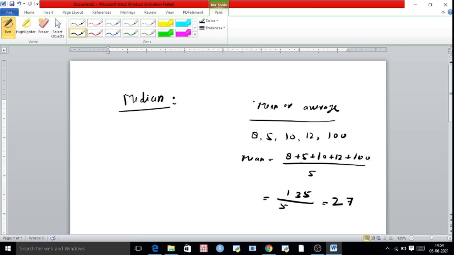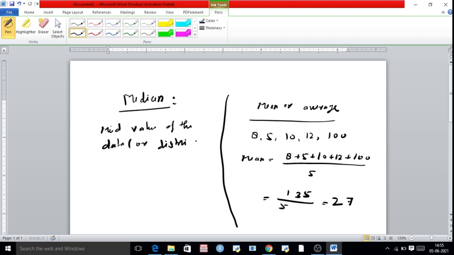But what is the median? First, the definition: what is the median and why do we need it. The median is the mid value of the data or distribution. It divides the whole data. Just suppose this is data written on a real line. This line would be divided by this point, and this is called the median. So the median will always lie in the middle.